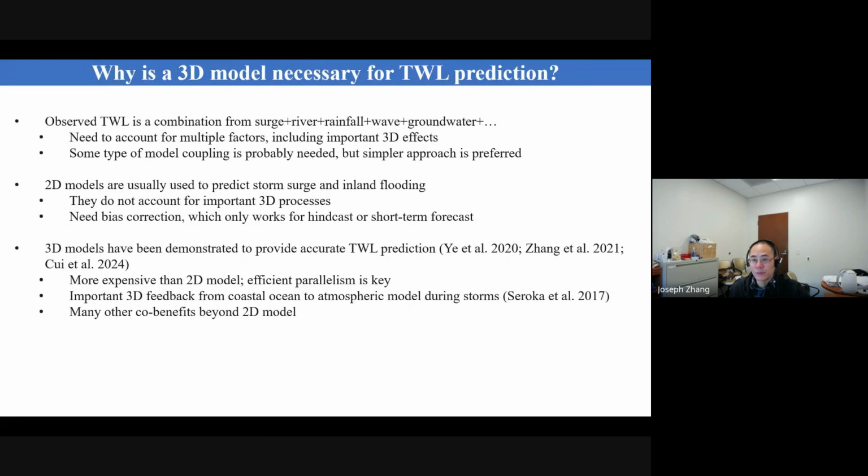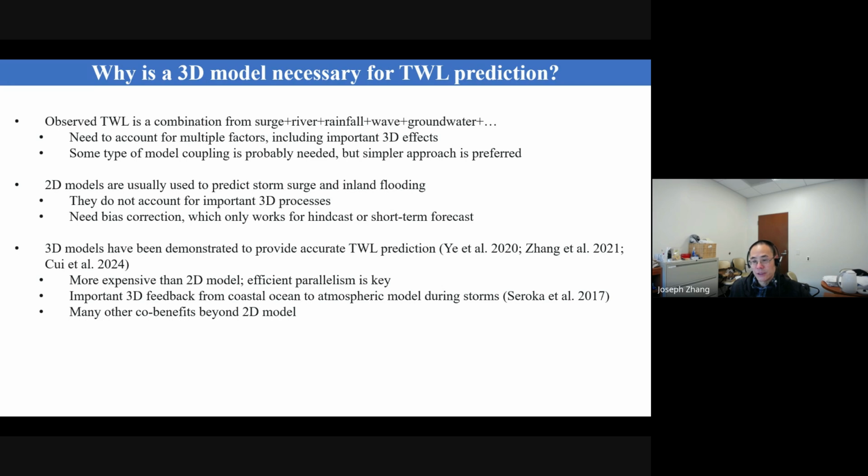So that's exactly what we proposed. We're trying to simplify the coupling process as much as possible. But more importantly, we really need to account for the important 3D effects. That's something 2D models are missing, because they do not account for those effects, and as a result, they need a bias correction. But the bias correction can only work for hindcast, where you have the observation data, or for very short-term forecast. But I will show you that the 3D models have really been demonstrated well now with multiple publications we produced over the past 5 years.